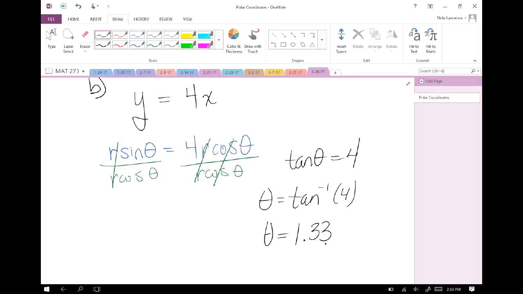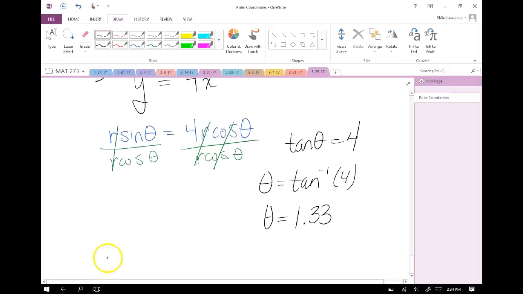The r is missing here. That means there are no restrictions on r. Remember, r tells us how far out we're going to go on that theta line. So you can't really tell anything from these rectangulars. You can tell either how long it is or how far it is, but not both. We can.